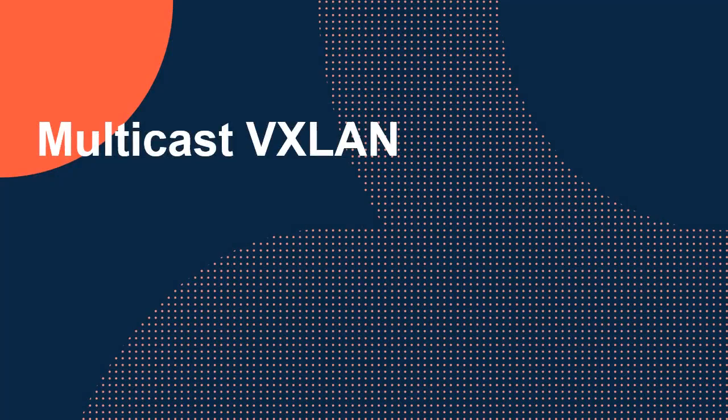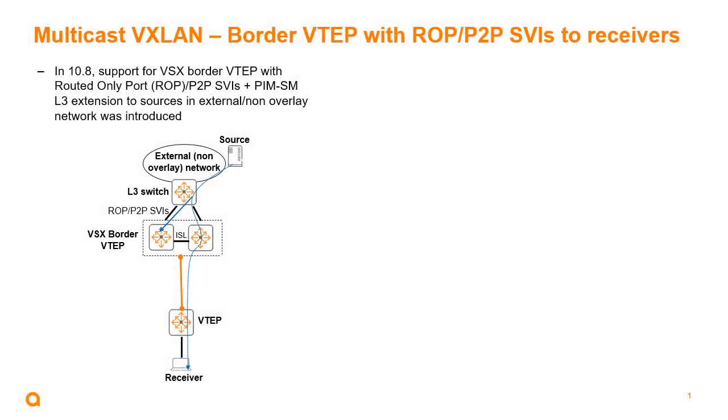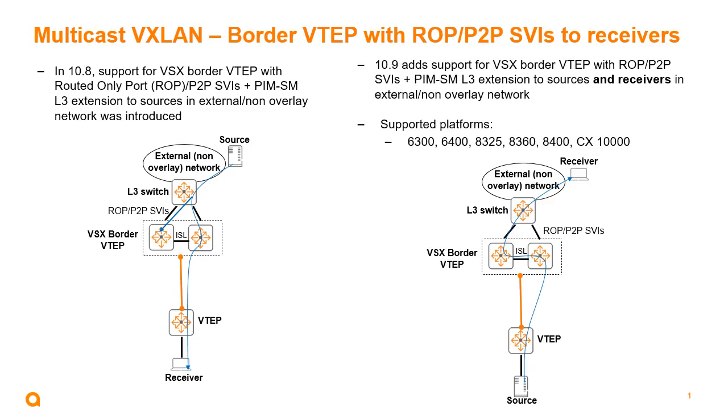Let's cover Multicast VXLAN next. In 10.8, your VSX Border VTEP connecting to the external or non-overlay network could only connect to multicast sources. But in 10.9, we now add support for the VSX Border VTEP to connect to both sources and receivers in the non-overlay network. And the supported platforms are the 6300, 6400, A325, A360, 8400, and the CX 10000.